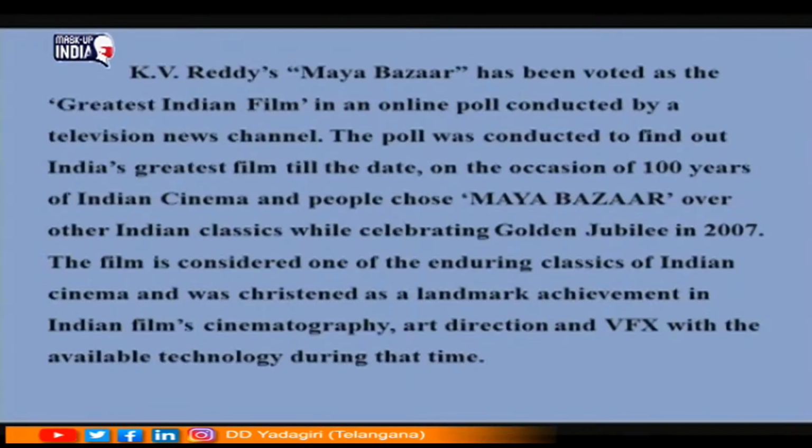So let us start. K.V. Reddy's Mayabazaar has been voted as the greatest Indian film in an online poll conducted by a television news channel. The poll was conducted to find out India's greatest film till date on the occasion of 100 years of Indian cinema, and people chose Mayabazaar over the Indian classics while celebrating its Golden Jubilee in 2007. The film is considered one of the enduring classics of Indian cinema and was christened a landmark achievement in India's film cinematography, art direction and VFX with the technology available at the time.